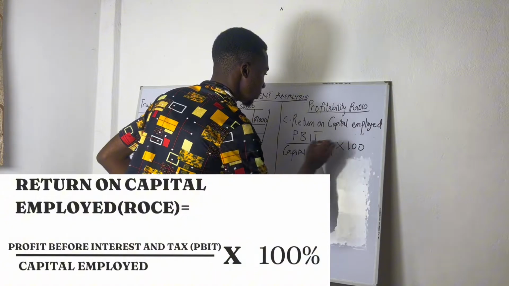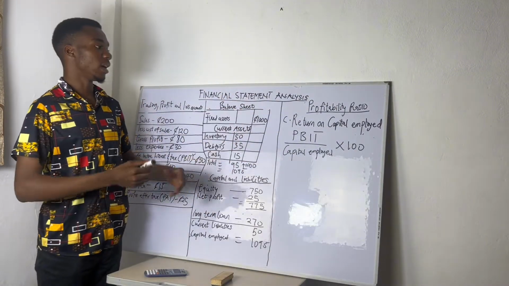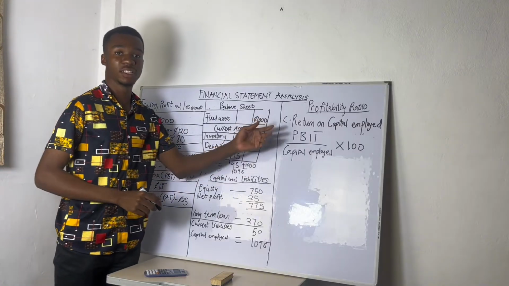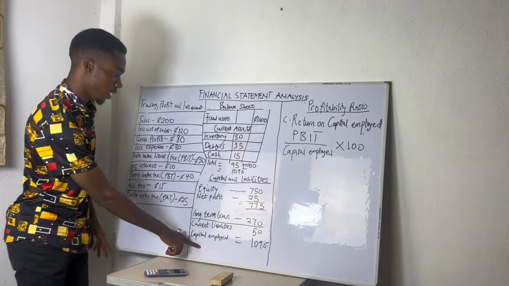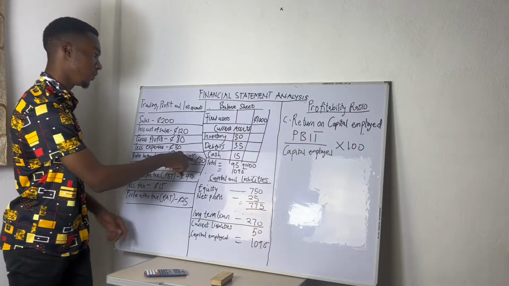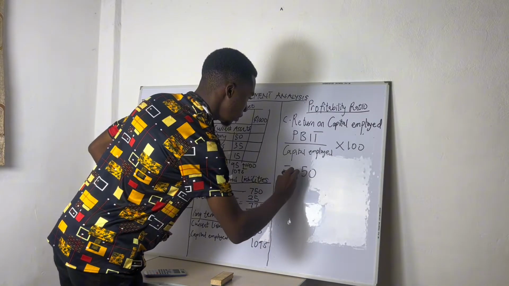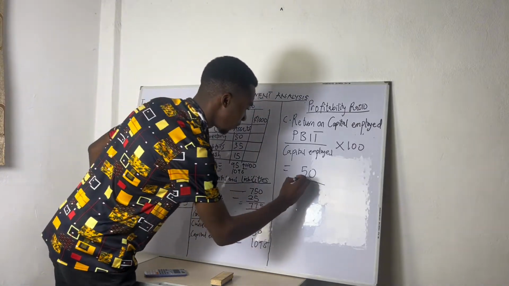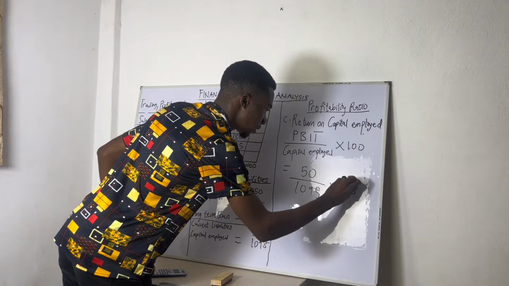times 100. So the PBIT is the profit before interest and tax, which is the profit you make after all the expenses have been subtracted, but you've not yet paid the interest and the tax. So it's before the interest and tax over the capital employed, which is right here, times 100. And what is the PBIT? The PBIT here is 50. So you are going to substitute the values. So we have 50, then the capital employed here, which is the last one here, is 1095 times 100%.